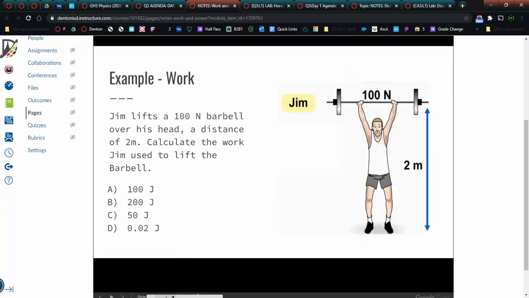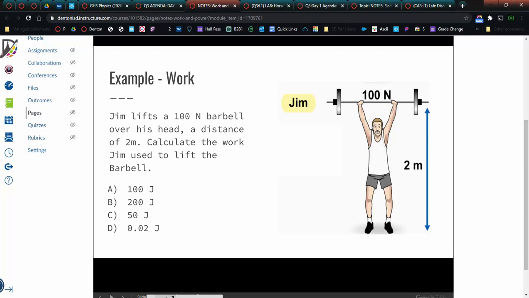Okay, so let's do a little calculation. It says Jim lifts a 100-Newton barbell over his head. It's a distance of 2 meters, let's say from the floor to over his head. Calculate the work Jim used to lift the barbell. 200 joules. How'd you find that? Yeah, force times distance. Was that difficult? No.